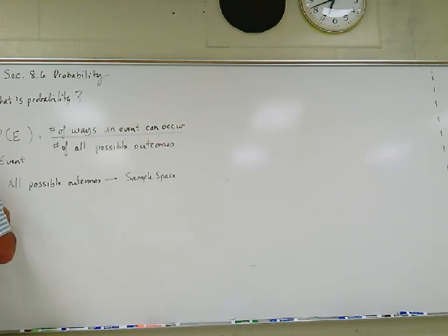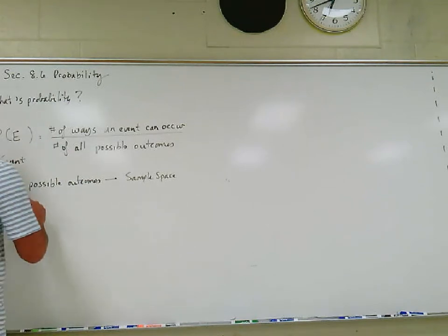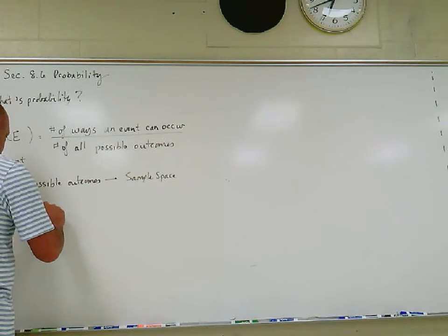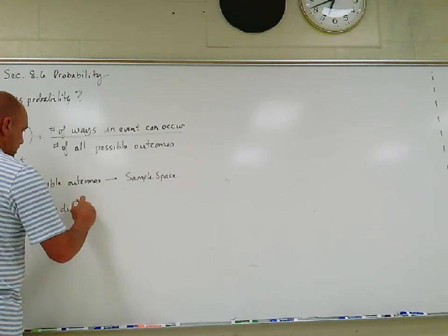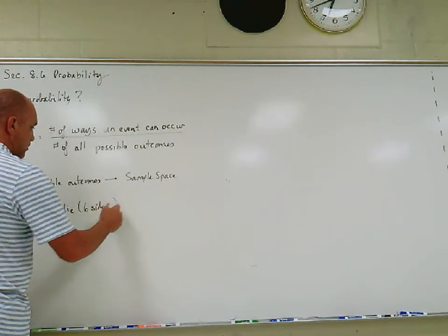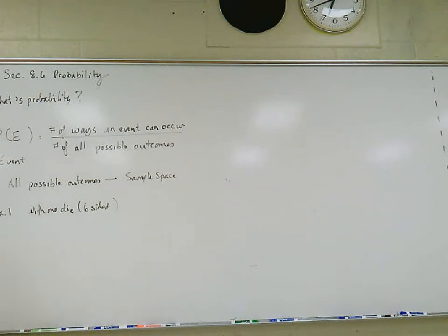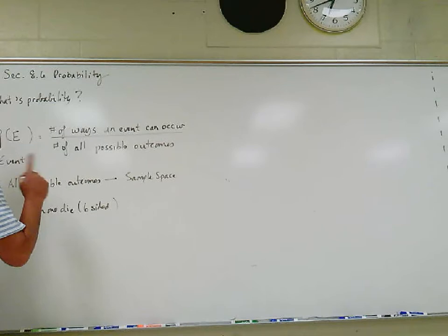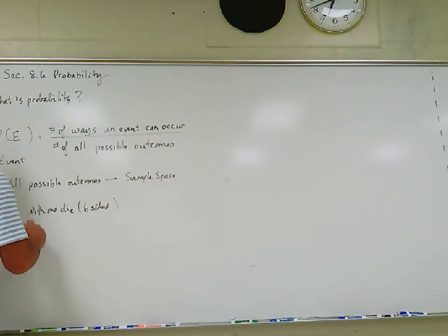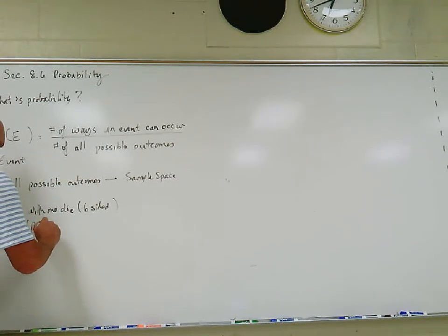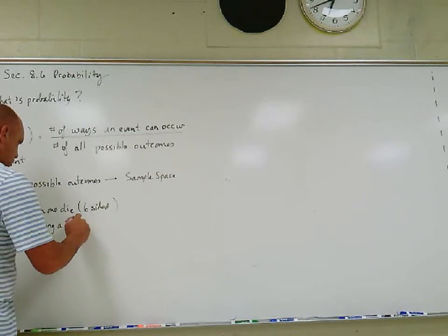If we have a die, we'll call this example one. The best way I know to do this is just dive in and start looking at these problems. So what's the probability with one die, and it's 6-sided, this isn't Dungeons and Dragons with a 20-sided die. It's a 6-sided die. What's the probability of rolling a 3 or a 5?